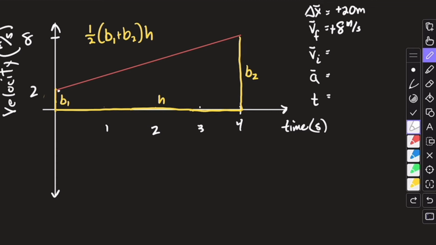The initial velocity is 2 meters per second, positive 2 meters per second. Excellent. Bianca, can you give me a piece of information? The time is 4 seconds. Time is 4 seconds. Excellent. And Nicole, can you give me a piece of information?